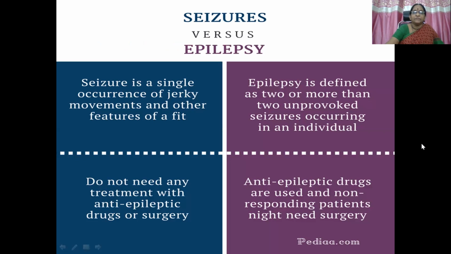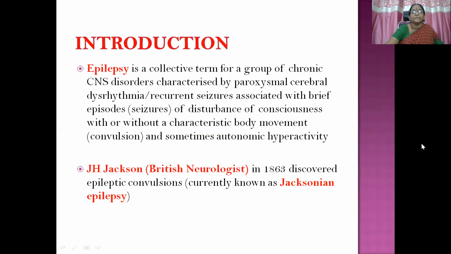A single seizure does not need any treatment with anti-epileptic drugs or even surgery. We need to wait for more than 3 such attacks occurring repeatedly, so that then we can think about the pharmacotherapy of that particular epilepsy. Epilepsy is defined as 2 or more than 2 unprovoked seizures. Unprovoked means there is no fever or other reasons. So anti-epileptic drugs are used, and non-responding or resistant patients may need even surgical management also.